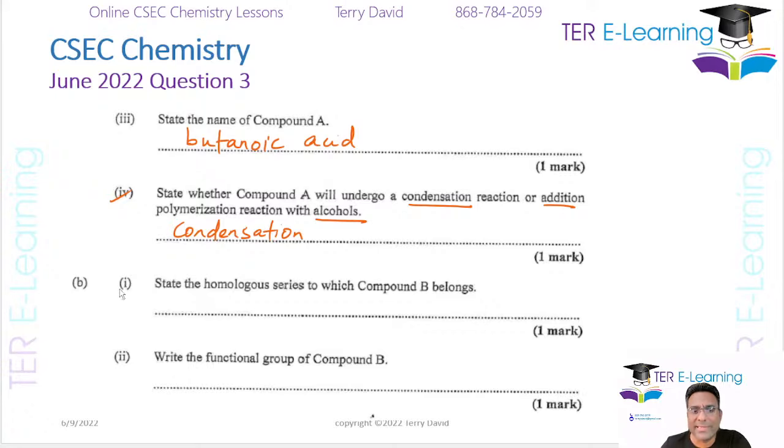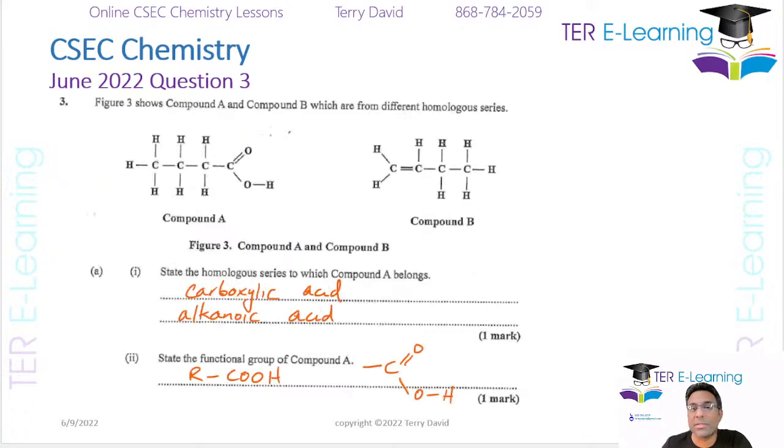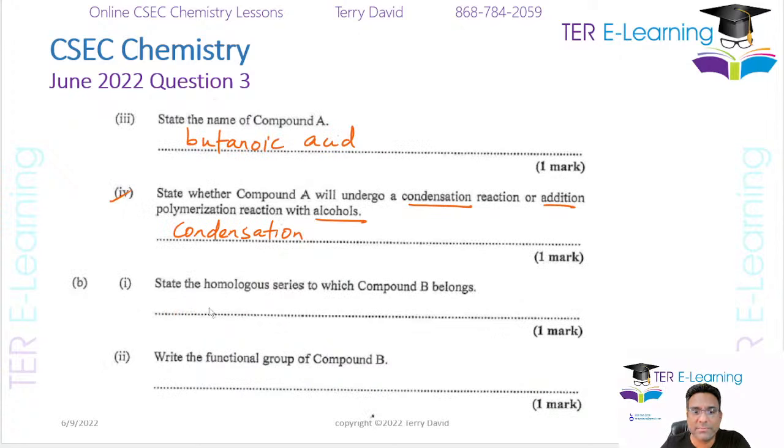All right, next one. State the homologous series to which compound B belongs. If we look at B, the fact that it has a double bond tells me that it's an alkene. So that's it. All you're going to say is alkene, one mark. Next one, write the functional group present in compound B. All you need to do is to do this. Let's draw a double bond for them. That's it, right? Write the functional group, C double bond C.